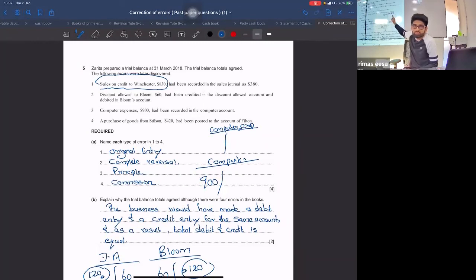Principal. That's why I told principal. How can I correct it? Computer expense, by mistakenly you went and put it in computer account. So what should I do to computer account now? Credit 900 to cancel it. By mistakenly you went and put in computer account, right? Remove it. Now enter the correction. Where should I go and enter? Computer expenses account. You have to debit 900. Right? Because computer expense has to be debited with 900 because it's an expense to you. So go and put that into the journal.